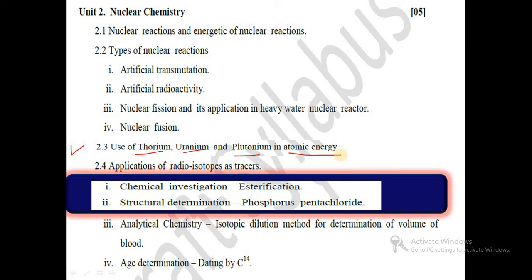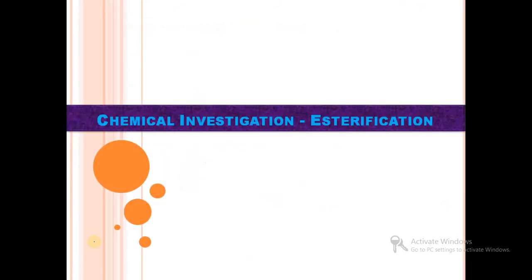and in this video we will see applications of radioisotopes as tracers. There are two applications we will study in this video. First one is a chemical investigation, that is esterification reaction, and second application is structural determination, that is with respect to phosphorus pentachloride. And the next two applications we will see in the next video. So the first application is chemical investigation, esterification.